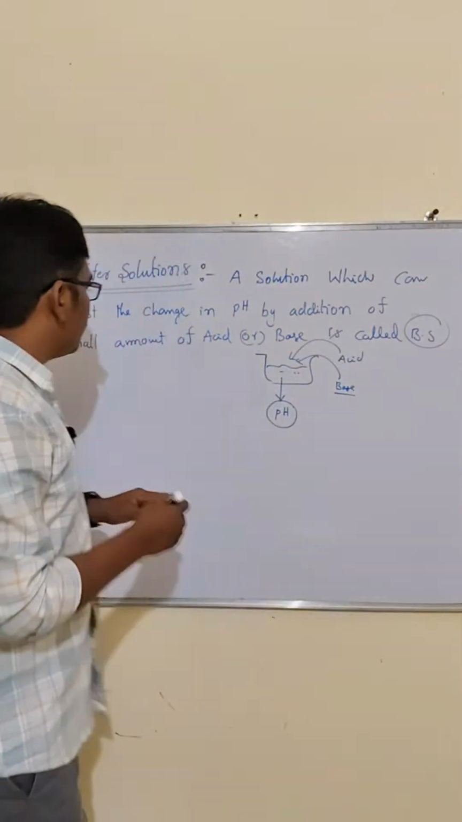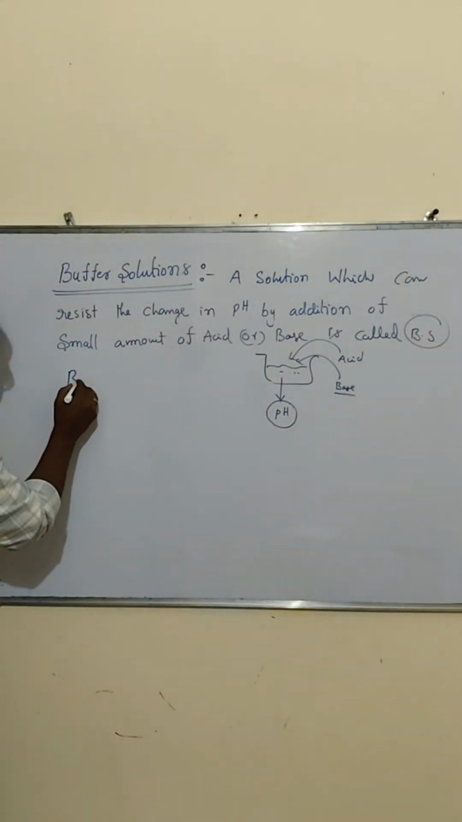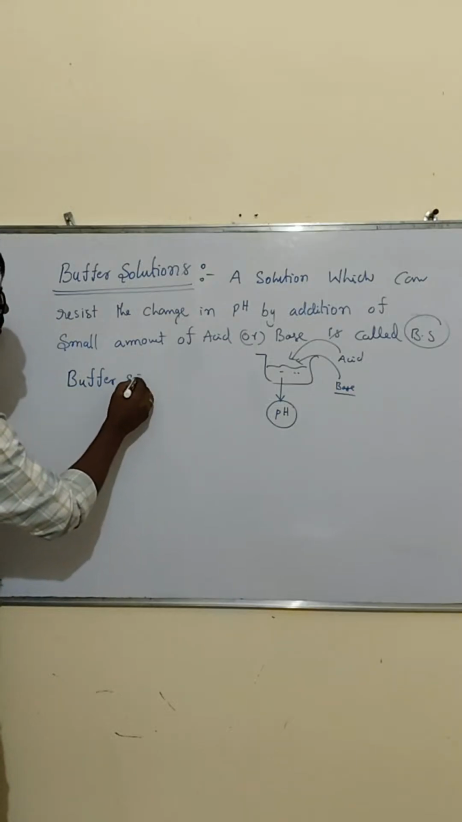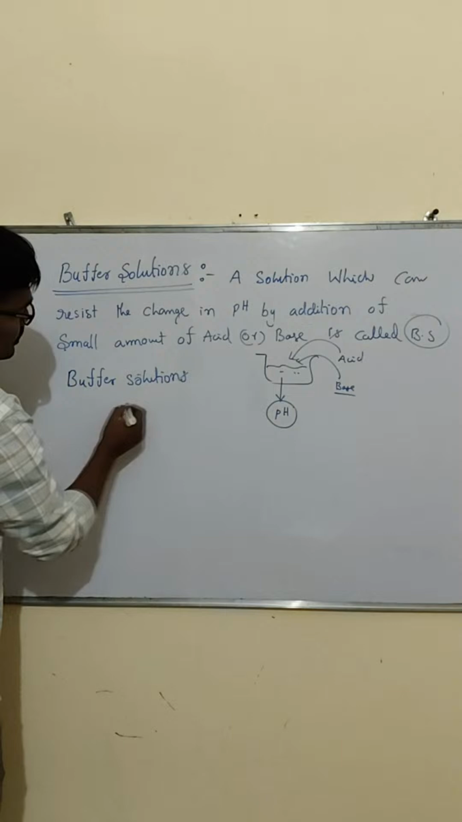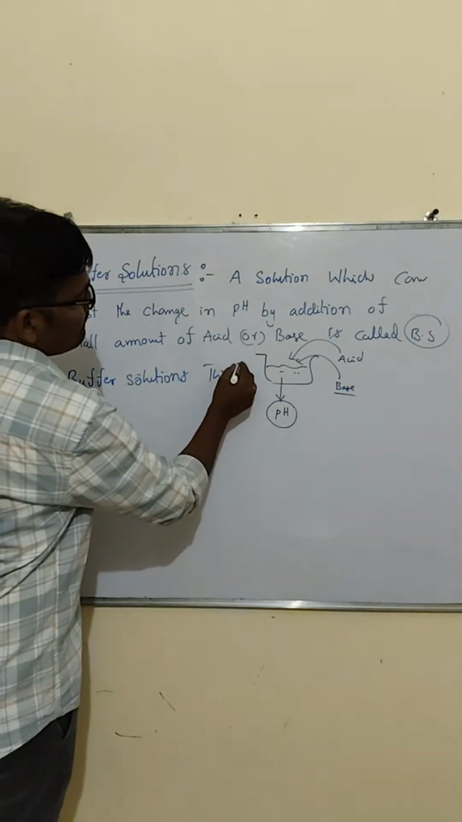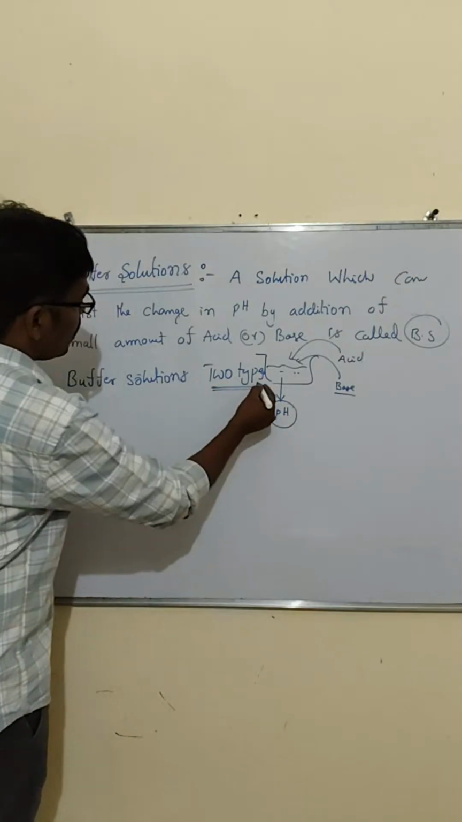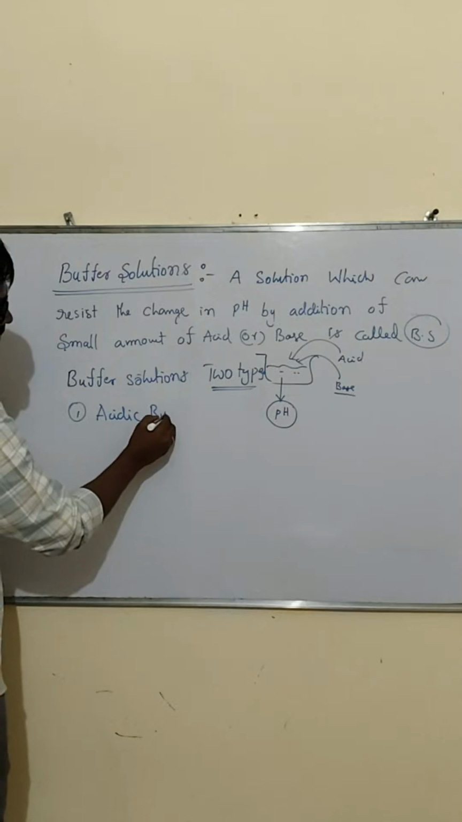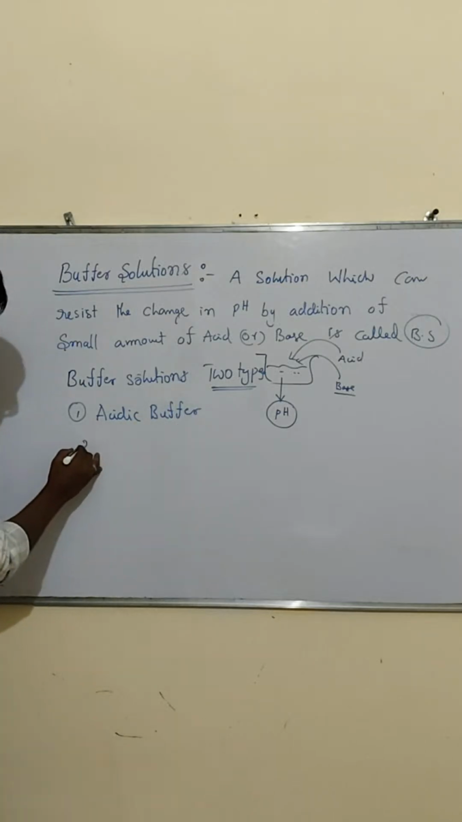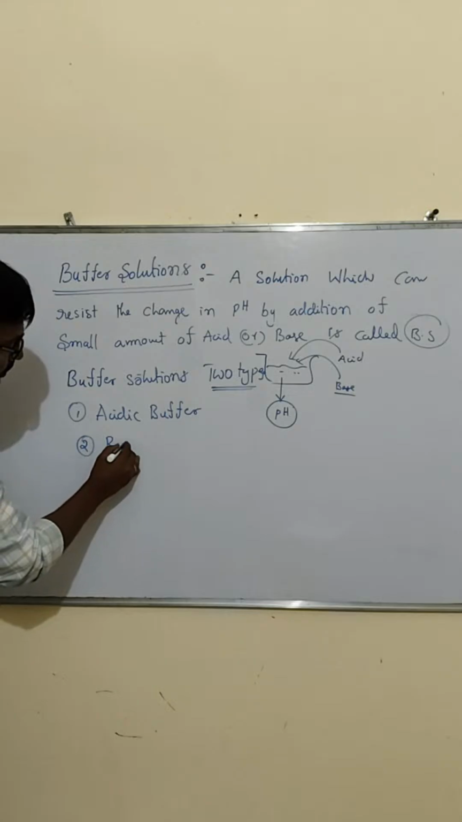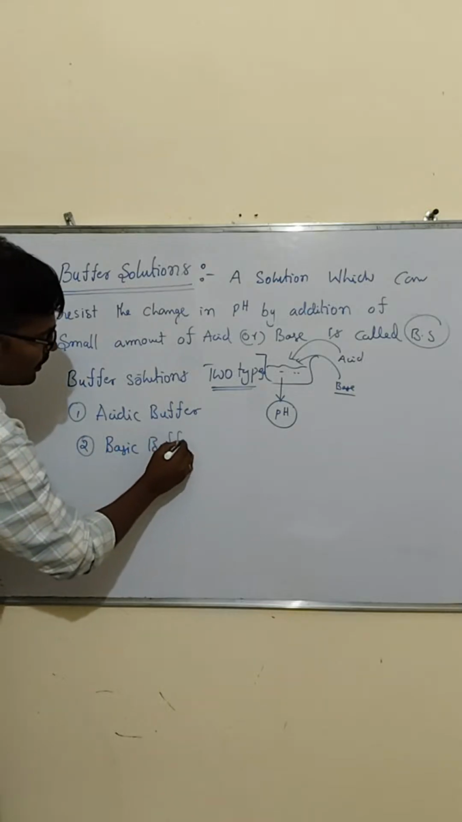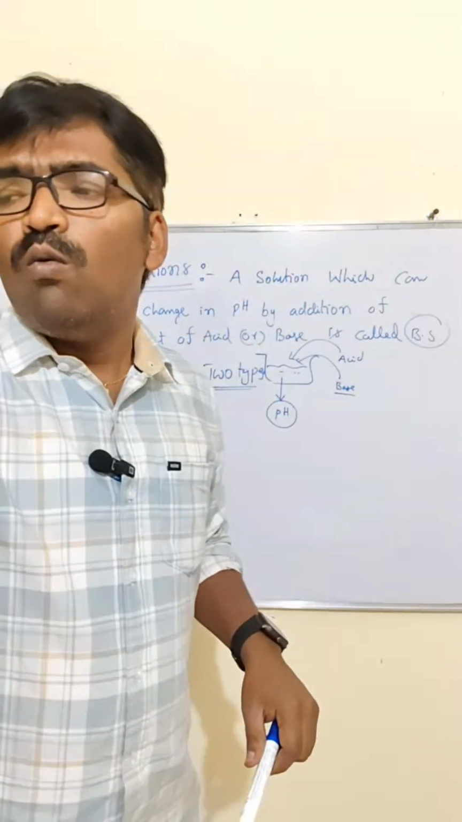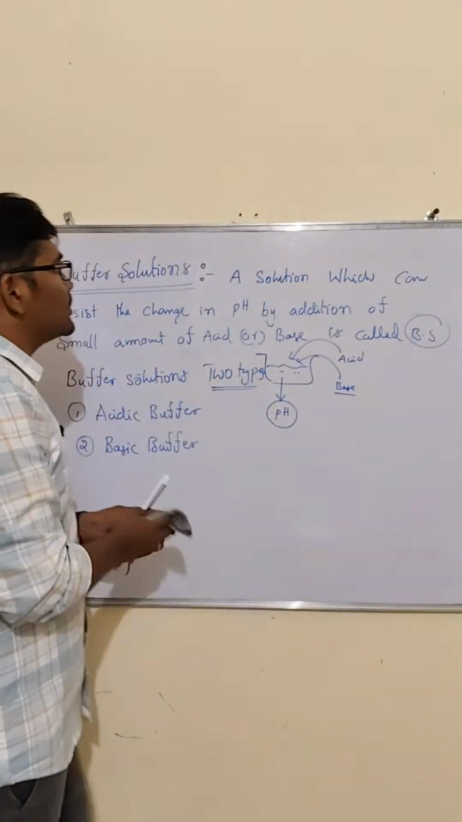Clear? So here buffer solutions are of two types. How many types? Two types. What are those? Number one, acidic buffer. Number two, basic buffer. Acidic buffer and basic buffer. So first of all, what is the acidic buffer that we have to discuss?